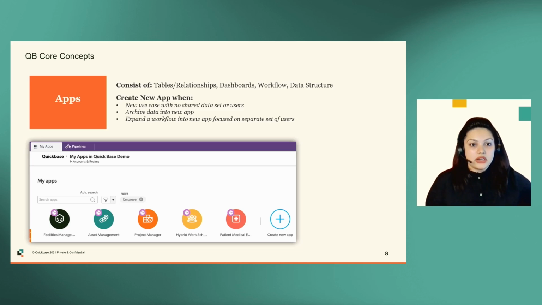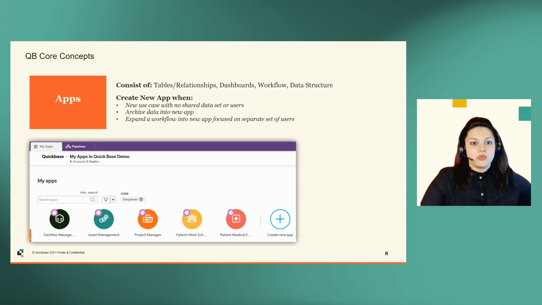Next thing is archiving data into a new app. Think of a scenario where you have a project management application and you've been tracking different projects for the past 30 years. You might want to archive data that's older than 10 years into another application. That's when you would create an archiving data app connected to your project management app and house all the data that's older than 10 years in there. So that's archiving data into a new use case, into a new app.